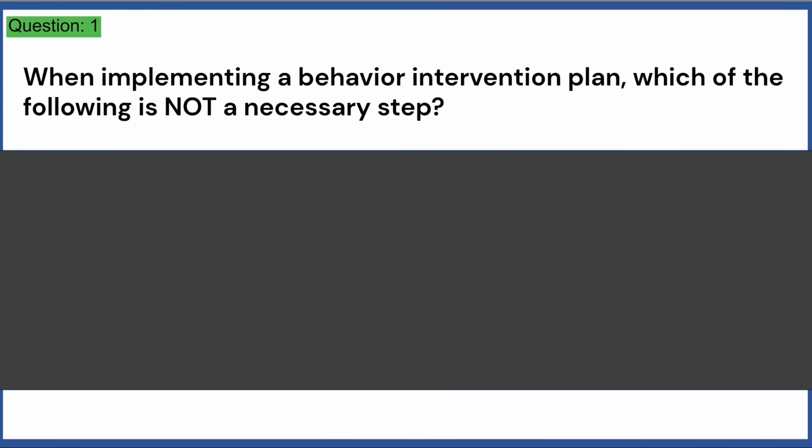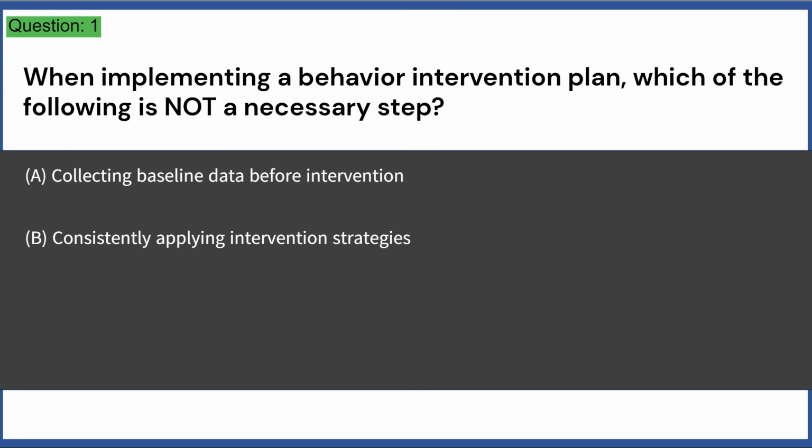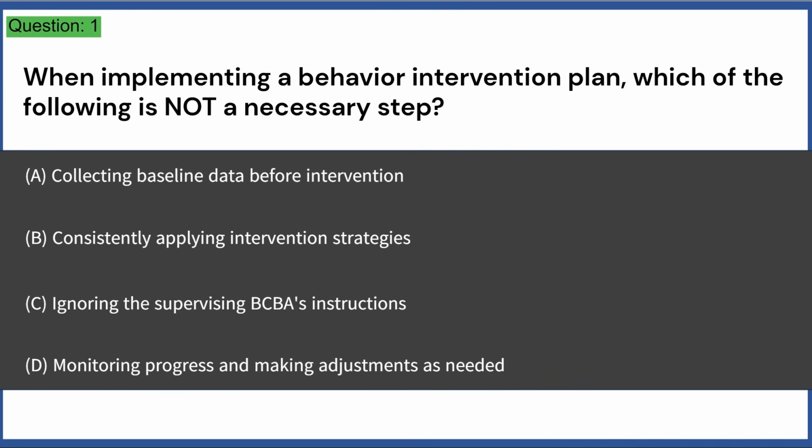When implementing a behavior intervention plan, which of the following is not a necessary step? A. Collecting baseline data before intervention. B. Consistently applying intervention strategies. C. Ignoring the supervising BCBA's instructions. D. Monitoring progress and making adjustments as needed.